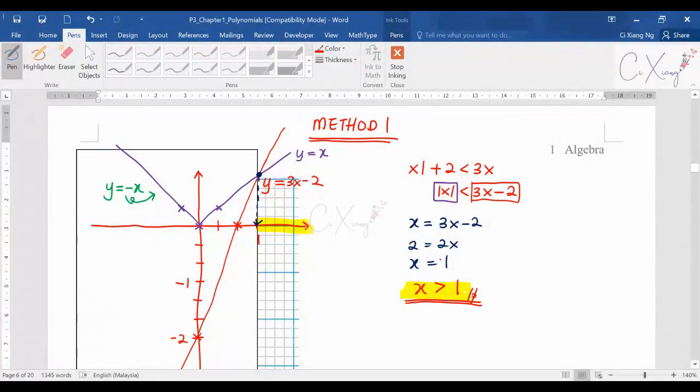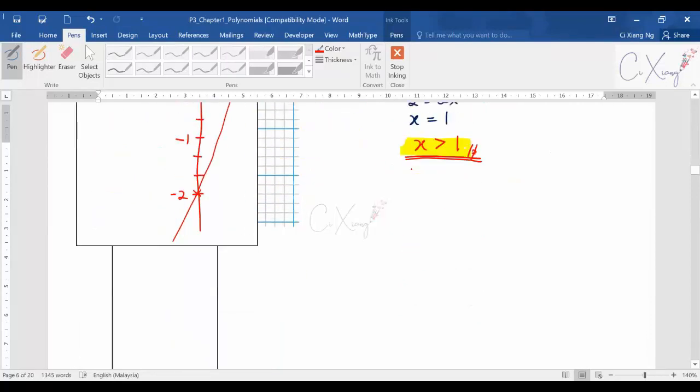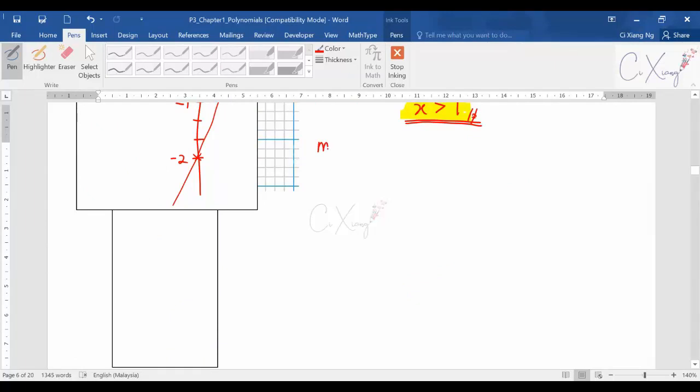Right, the previous video is also the same. I showed you how to find the intersection point first. Then after that, you check part by part and see which part fulfills the inequality that you want. Okay, so this is what you have for method number 1. Now, usually for this question in the exam, I'm going to use this method, method number 2.